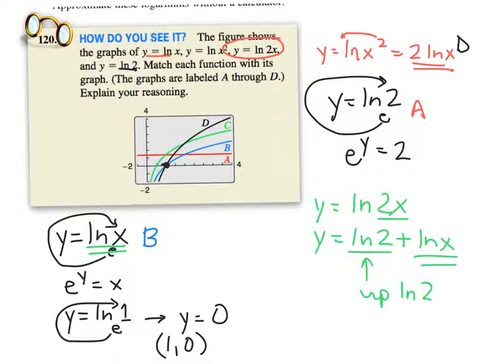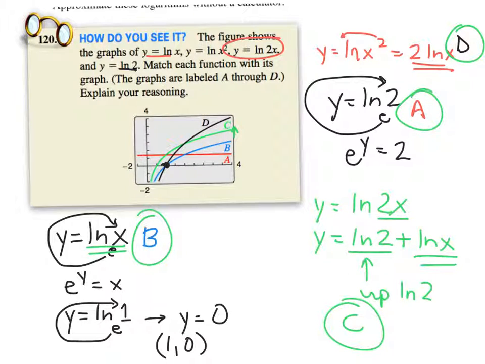So that is the graph C, because it's the original graph B shifted up, like so. Okay, so that allows us to narrow down to each of those. Good problems getting you thinking about graphs and how the properties fit into those.